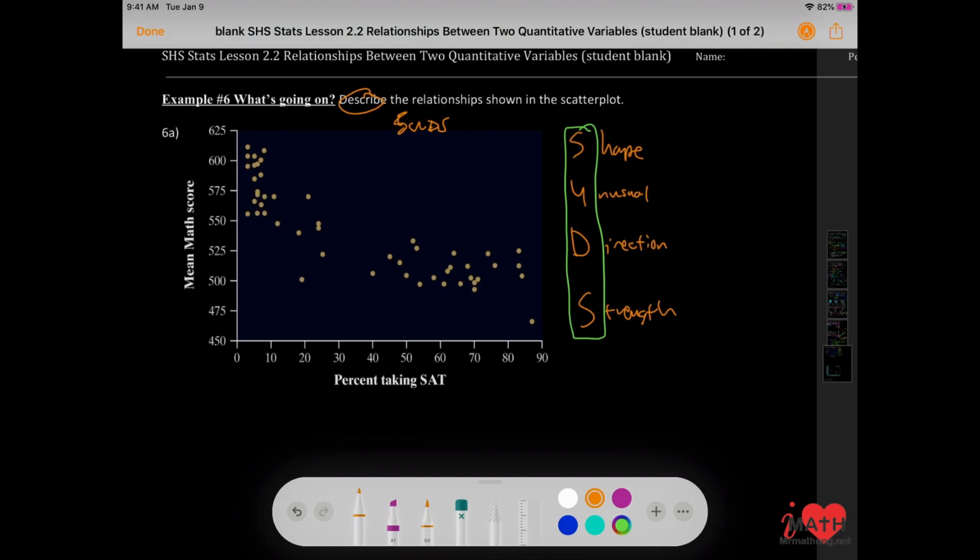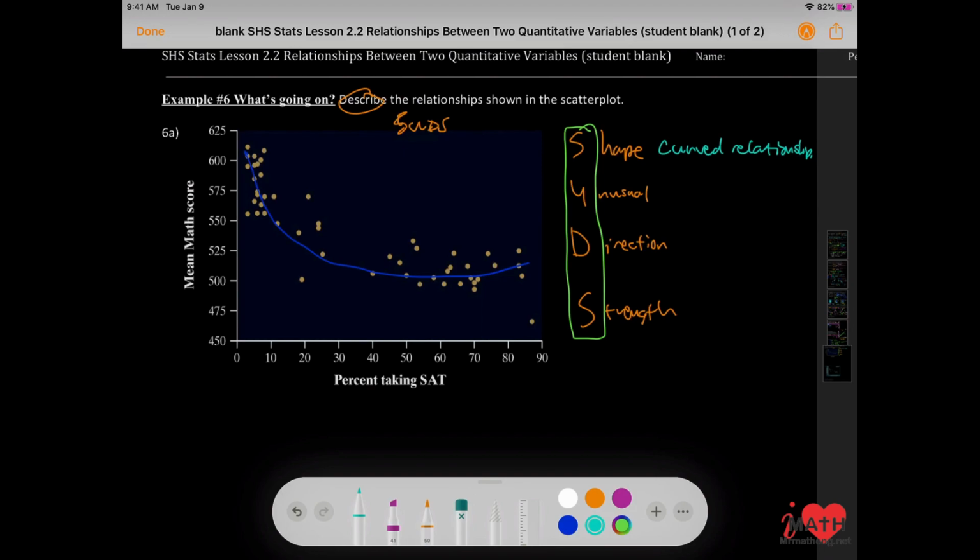All right, so what do I notice about my shape? It's kind of like a curve, right? I guess you could argue that it's somewhat linear. I think for this one, I'm probably going to say I like the idea of that curve. So let's write that. Here I have a curved relationship. So you can write a full sentence. The shape is a curved relationship.